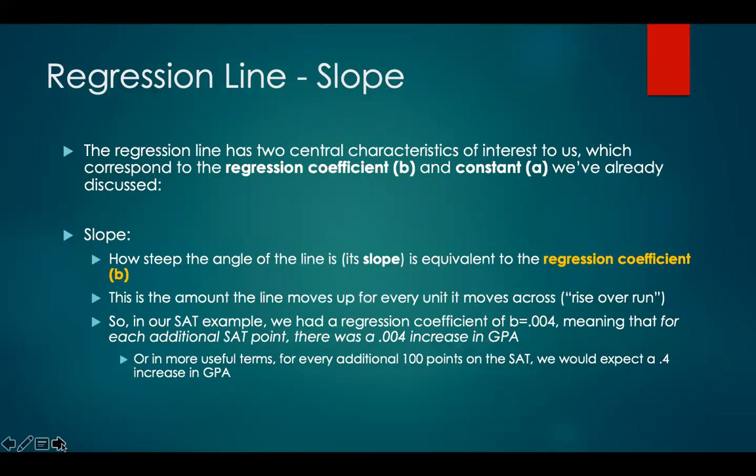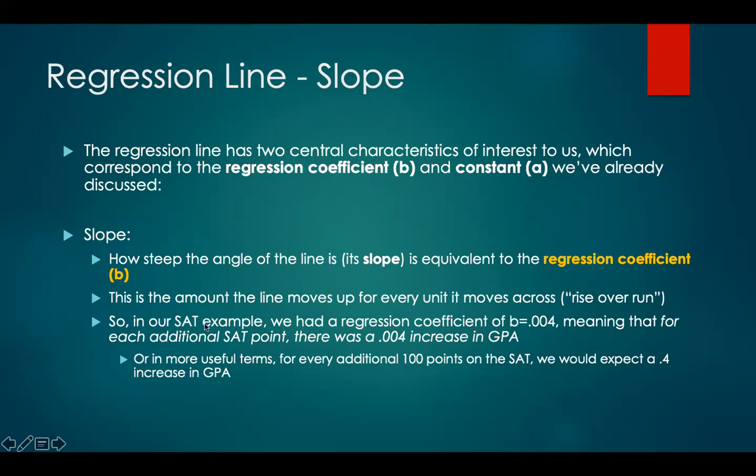The regression line has two central characteristics of interest to us, which correspond to the regression coefficient, or b, and the constant, a, we already discussed. The first is slope. In other words, how steep the angle of the line is, equivalent to the regression coefficient, b. So b is the slope. This is the amount that the line moves up for every unit it moves across, or rise over run.